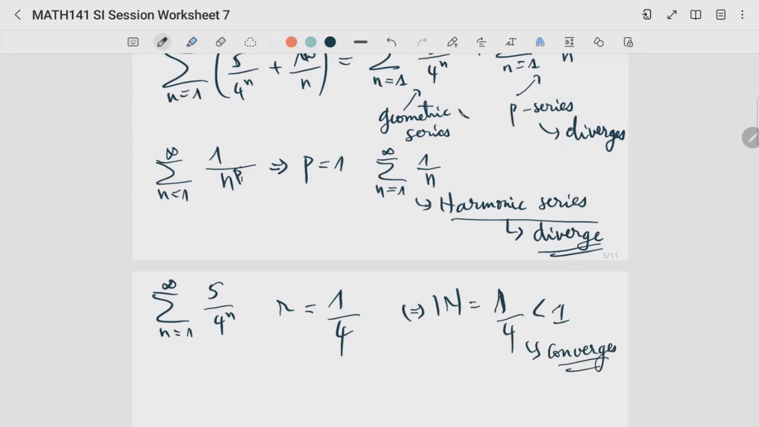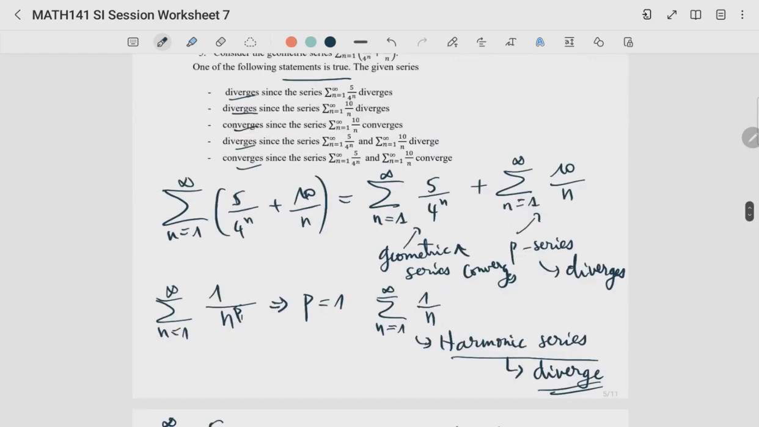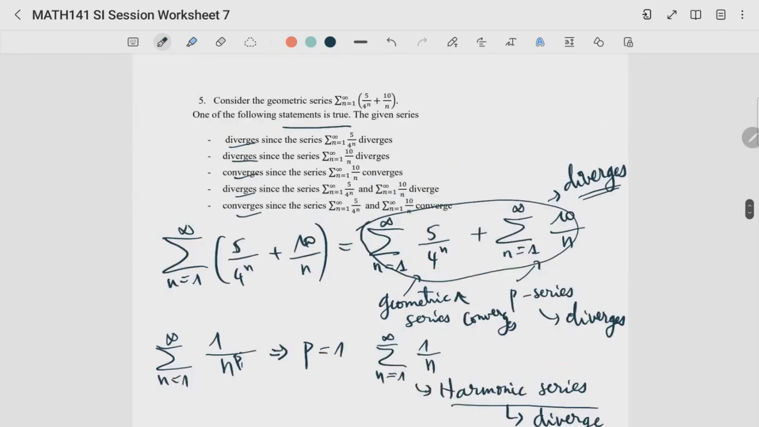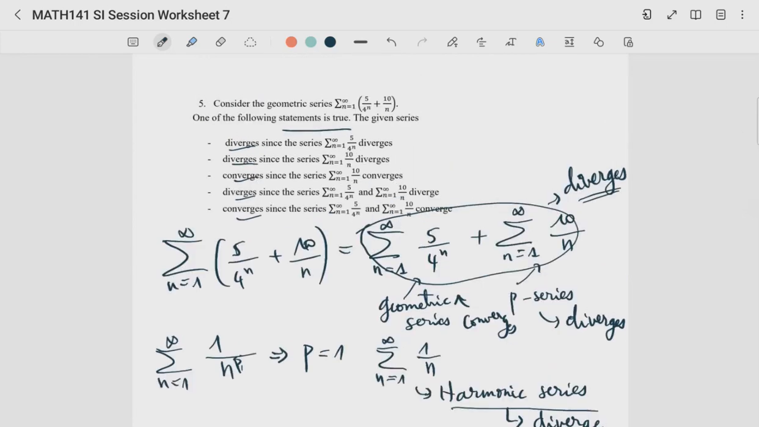So we have one side that is converging and the other side that is diverging. Meaning that the sum of the two series, as soon as you know that, it diverges. As soon as you have one of the series that is diverging, then the overall series is diverging. So what does that mean? Well, it means that the options that say that our overall sum of our series converges are eliminated. So that's 3 and 5.